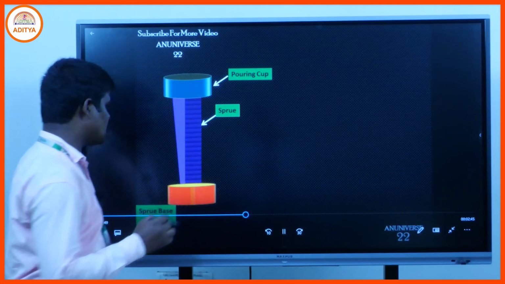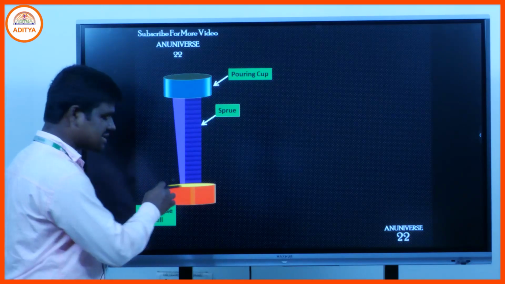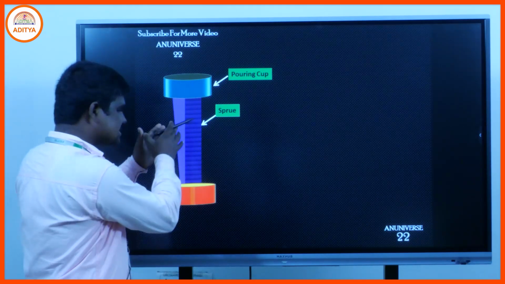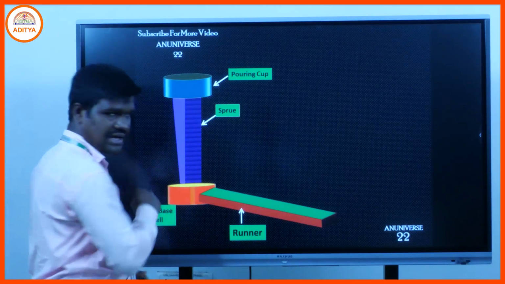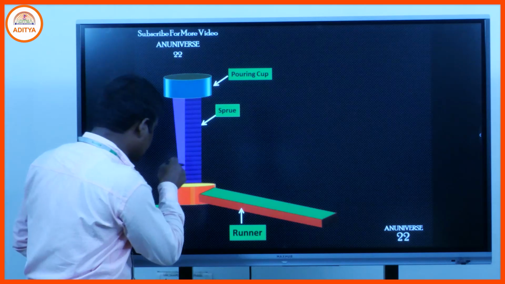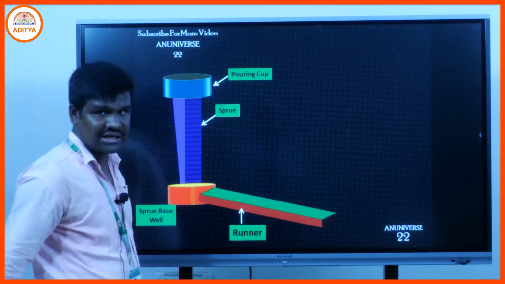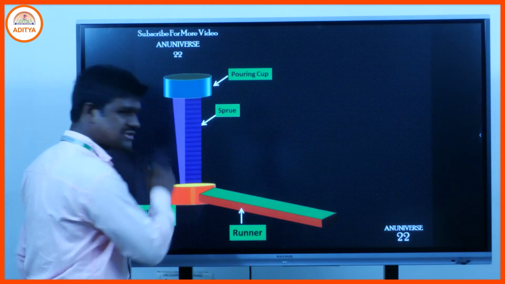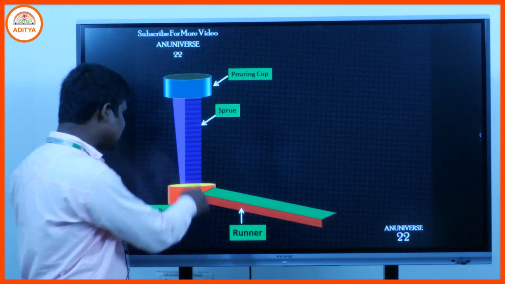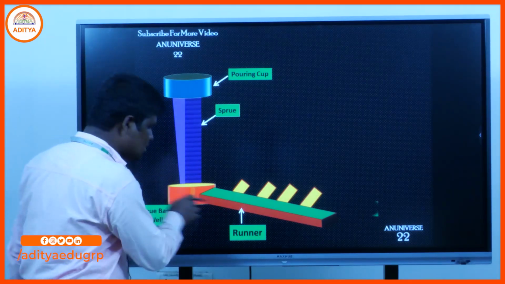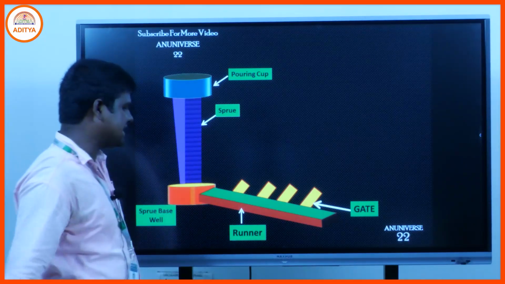Now at the end part of the sprue is the sprue base well. Due to its presence, the molten metal will be stored here for a small time, and from the sprue base well the molten metal then goes through the runner. If we do not provide that sprue base well, it will create turbulence. Initially the molten metal is stored here, then it flows through the runner, and then the gate.